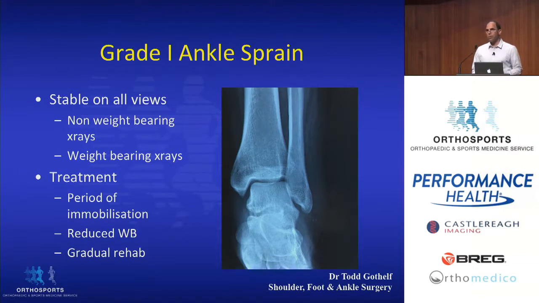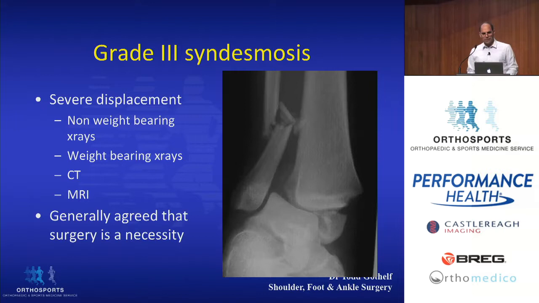With grade 1 syndesmosis sprains, it's pretty straightforward for us. You can see the medial clear space is normal. There's tib-fib overlap, and this is a normal x-ray. Any investigations you do for grade 1, non-weight bearing or weight bearing views, won't show any difference. With those, we treat them with a period of immobilization. We reduce the weight bearing while it's painful, and then we do gradual rehab to get them back to going again.